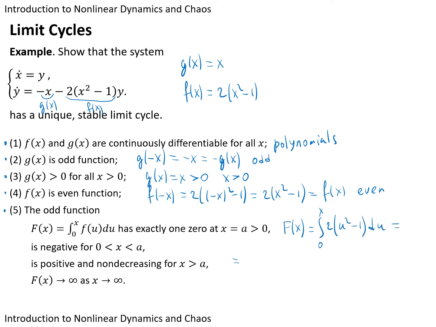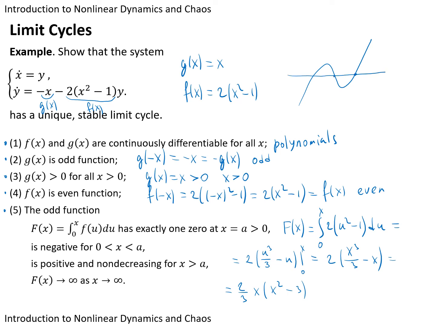And if we continue, we'll have the following: 2u cubed over 3 minus u, and the limits of integration. If u is 0, then the whole expression is 0. If u is x, then we have 2x cubed over 3 minus x, and we can also write it as the following: 2 over 3 x, and then x squared minus 3. This is a cubic parabola, and it looks like this. And we have the following x-intercepts: √3, minus √3, and 0 in the middle.